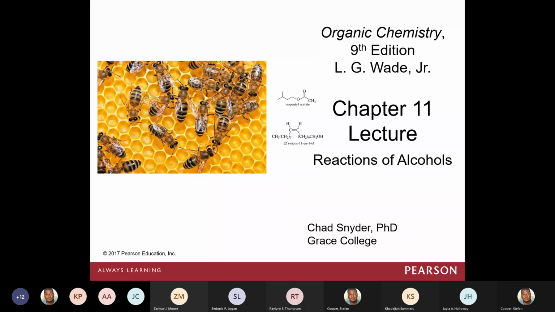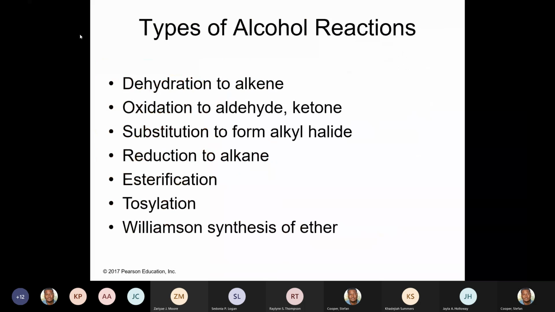Let's use this slide to cover this really quickly. Alcohol reactions: they have first dehydration to alkene. We'll cover that. Typically an E1 process, right? You guys already know eliminations, right? So in the right conditions, you can eliminate water from an alcohol to form an alkene. All right, you can oxidize. We just talked about this. This is going to be the meat of this chapter, oxidizing.